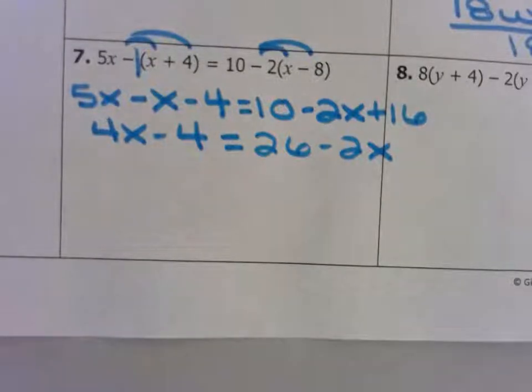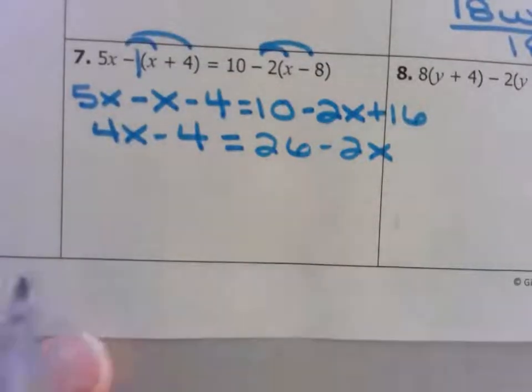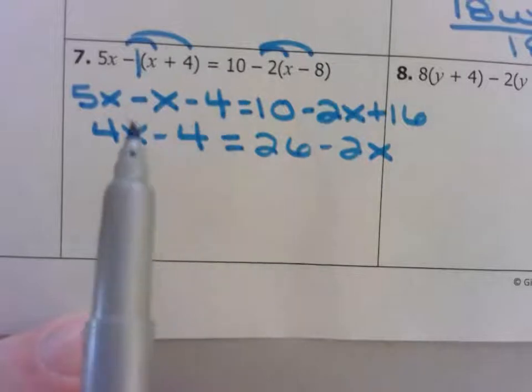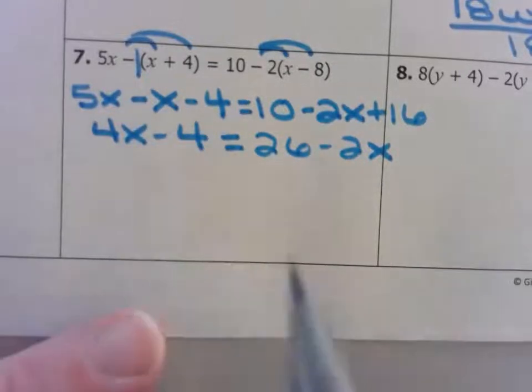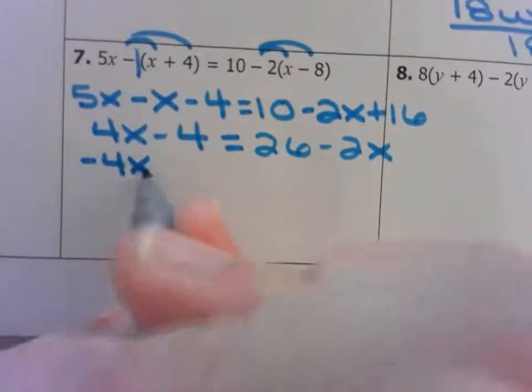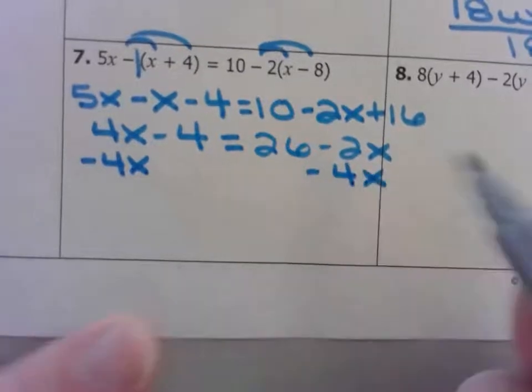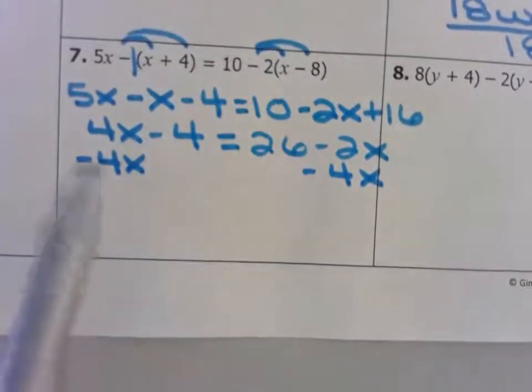Now, once I have that done, I need to get my variables together. A couple options. What is one option to get my variable together? Add 2x or subtract 4x. It doesn't matter. I'll just subtract 4x. I'm kind of showing you both ways. Does not matter as long as you get them together. That is a positive 4x, so I subtract 4x from both sides.